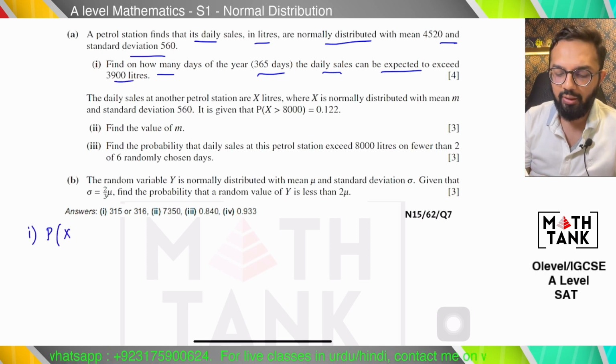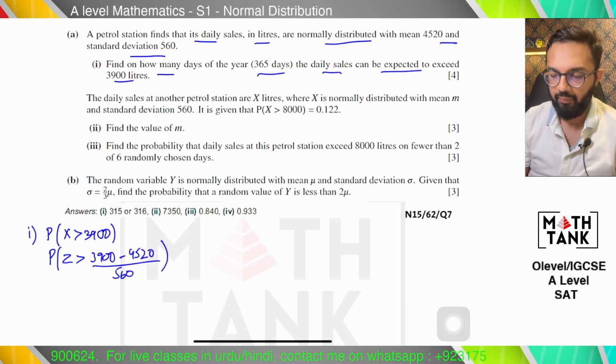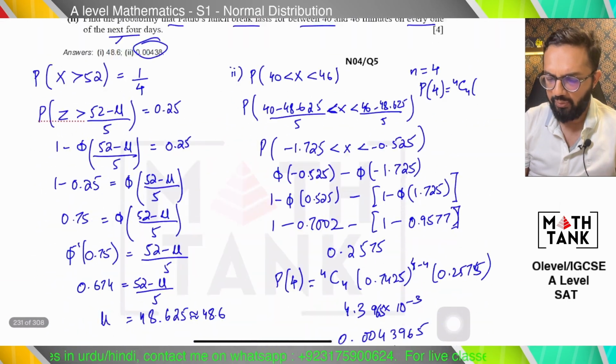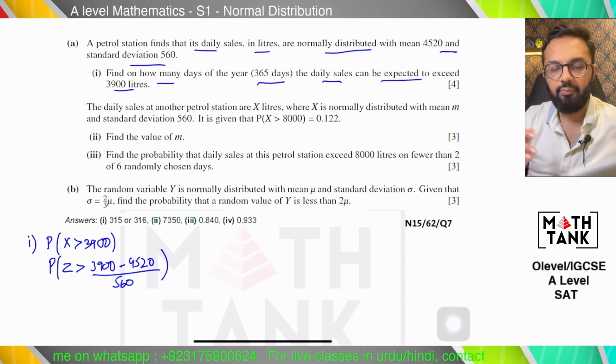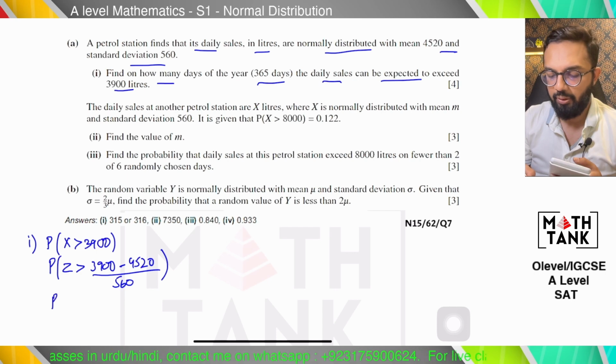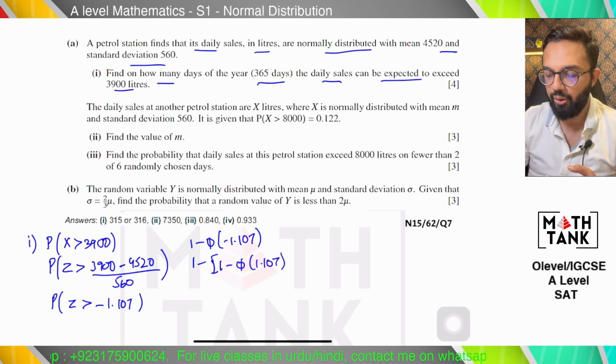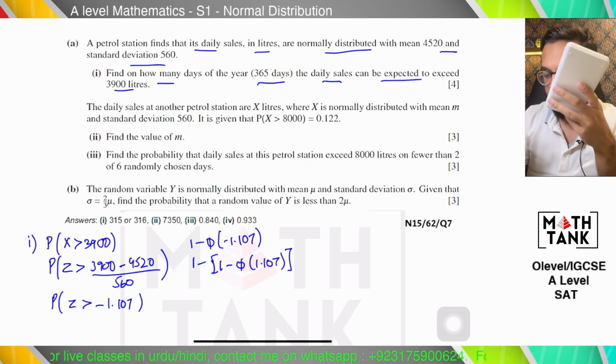Okay, so what is the probability of exceeding 3900 liters on any day? That's what I want to find out first. So 3900 minus 4520 divided by 560. Let's see if that was variance or standard deviation. Okay. So it's 3900 minus 4520 divided by 560. That gives me probability of z greater than minus 1.107. So that gives me 1 minus phi of minus 1.107, which is 1 minus 1 minus phi of 1.107, because I want to convert a negative to a positive. So that's what I've done.